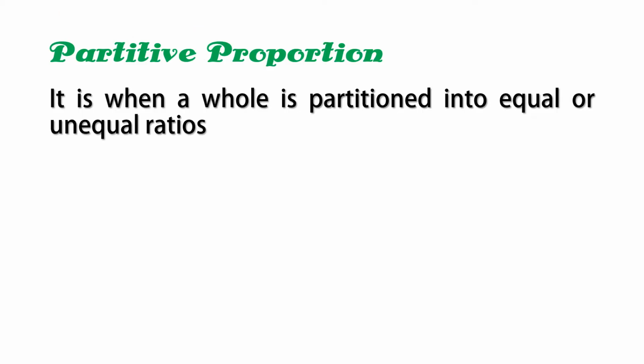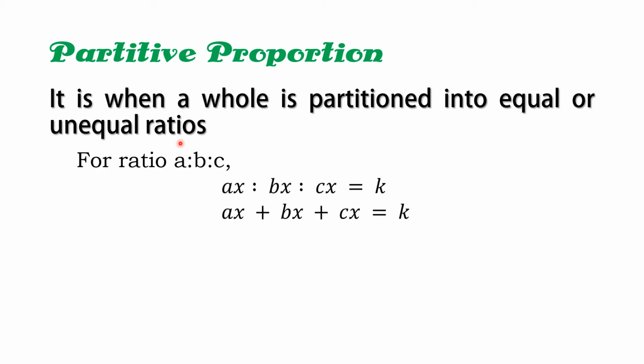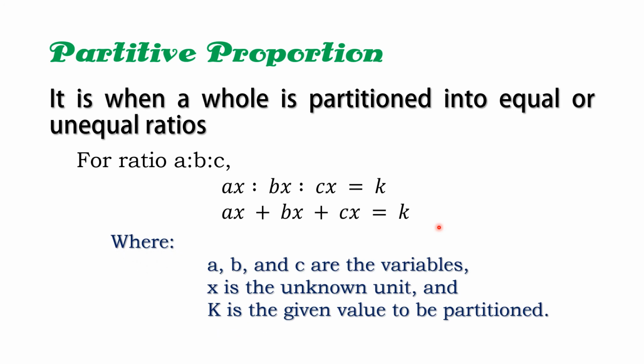And lastly, let's talk about partitive proportion. So it is when a whole is partitioned into equal or unequal ratios. So to define, for ratio A, B, and C, we have A is to B is to C. We have here A of X is to B of X is to C of X equals K, or simply A of X plus B of X plus C of X is equal to K. So where A, B, C are the variables, X is the unknown unit, and K is the given value to be partitioned. Okay, so to understand, let's have an example.